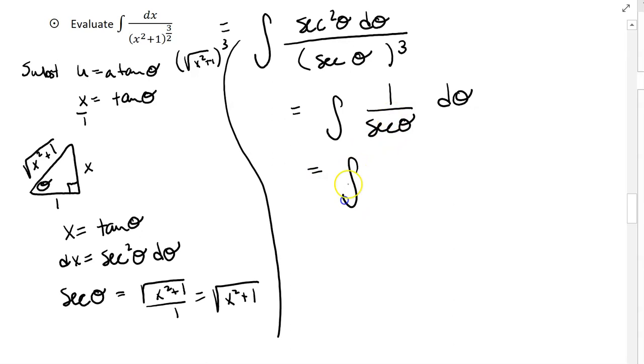And another way to write 1 over secant of theta is the cosine of theta. So it turns out this integral is actually pretty straightforward. The integral of cosine of theta is sine of theta.